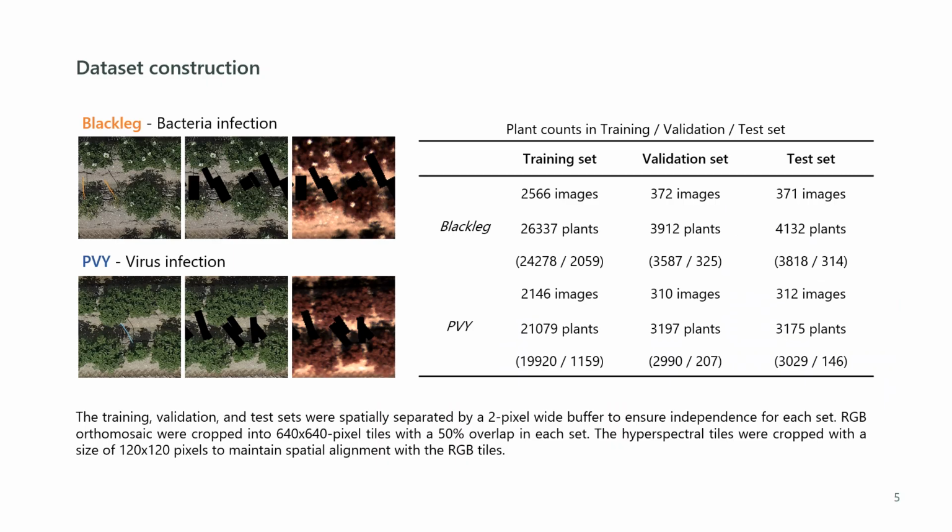A modified YOLO-V5 network was employed for disease detection. To meet the input requirements, the RGB images were cropped into 640 by 640 pixel tiles with a 50% overlap. The hyperspectral imagery was spatially aligned and cropped accordingly to match the RGB tiles. The dataset was divided into training, validation, and test sets. Plant counts in each set are shown in the table.